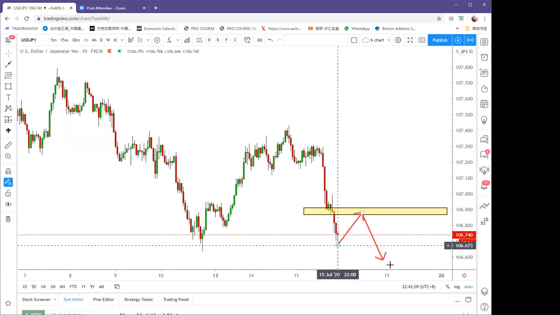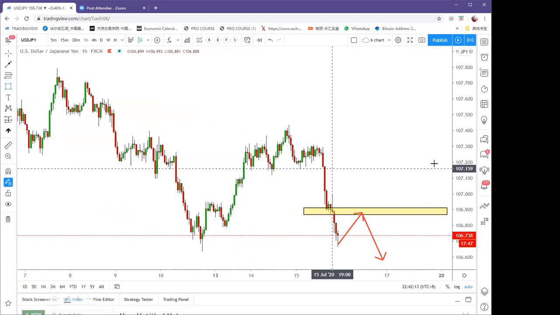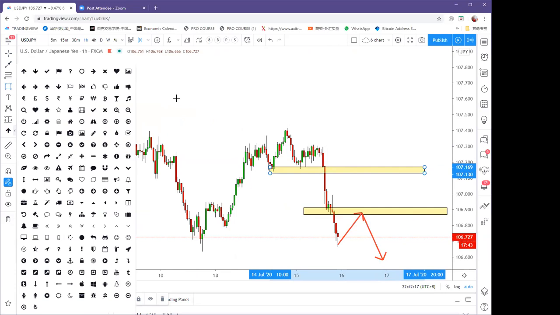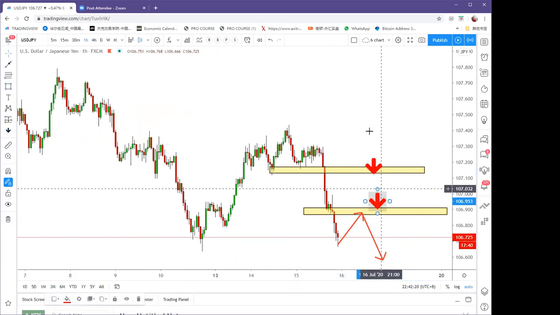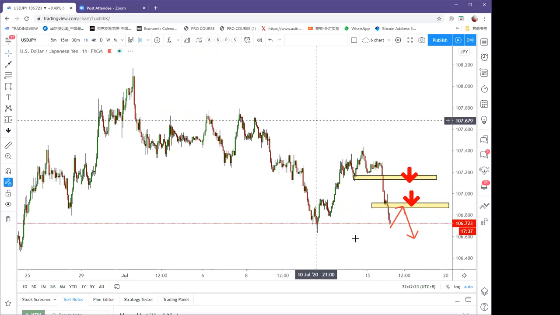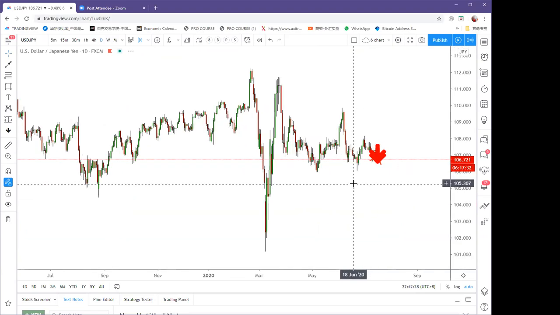Sell the dollar yen at 106.90, or you can wait even higher at 107.18. Use these levels to sell. That'd be fine to sell the dollar yen. These are two potential entries to sell the dollar yen. There's nothing that can hold the dollar from being weak.